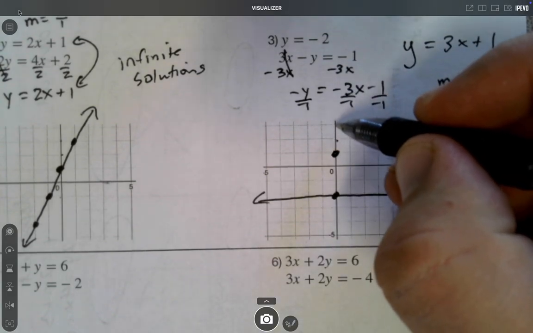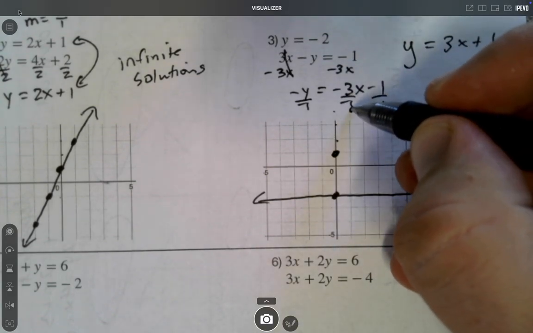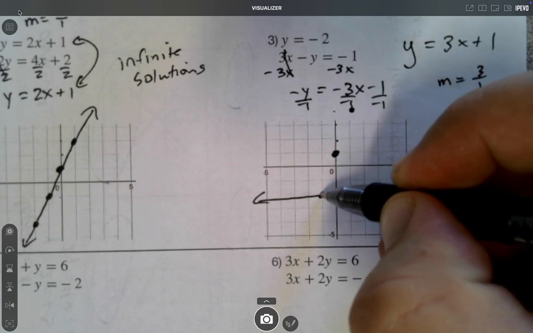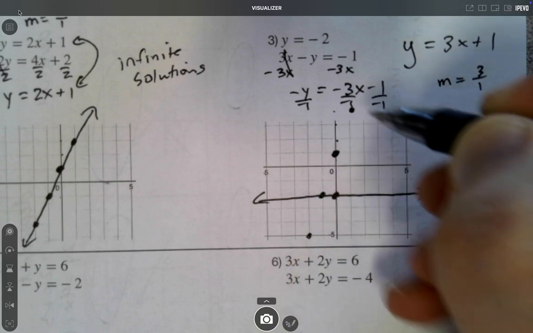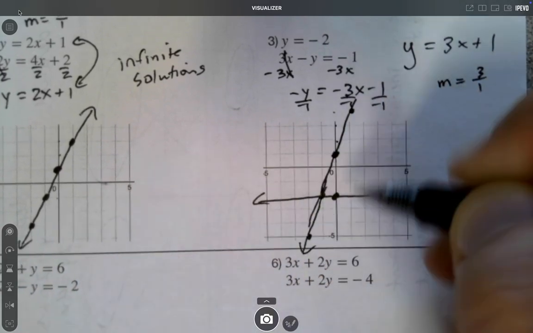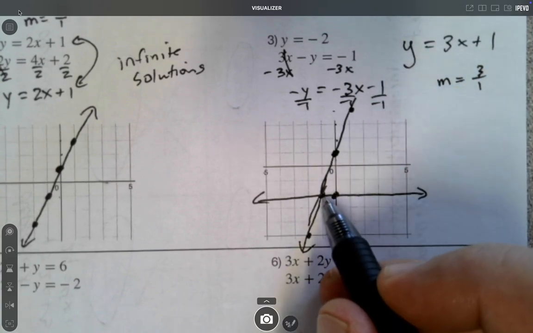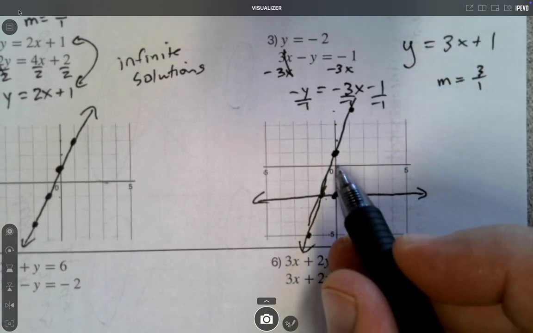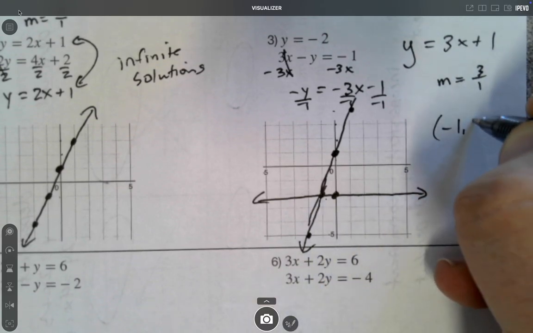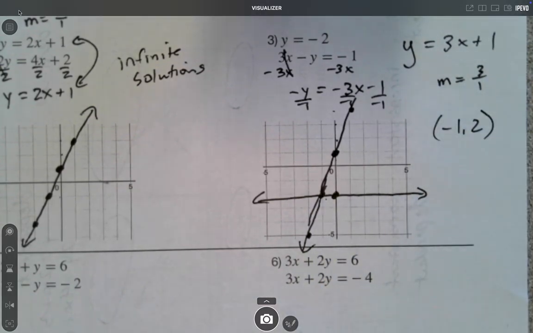So I can go up 3 over 1, but that kind of gets me off the graph. So I can also go down 3 and left 1 to get another point. So you can see that where they meet is at this point right here, which is -1, -2. So the solution to this system of equations is -1, -2.